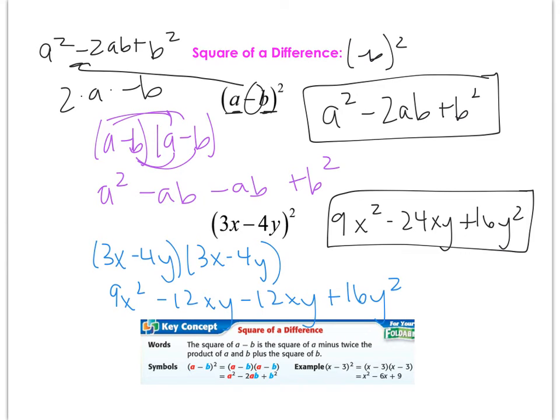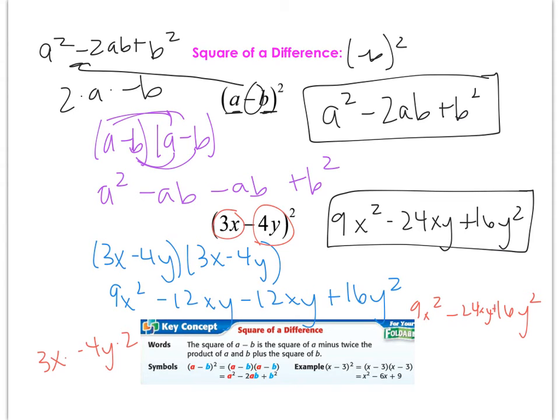Similarly, down below, when I take 3x and square that, I get 9x squared. Should move that over so it fits. So 9x squared, square our last term would be 16y squared, and then our middle term is our first term times our last term times 2, which gives us negative 24xy.